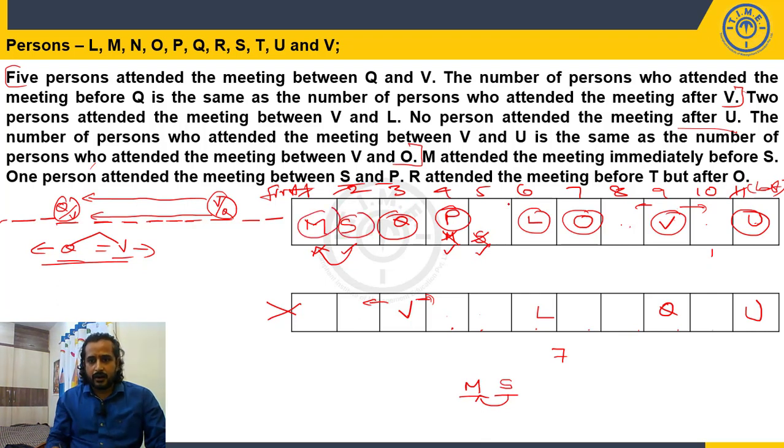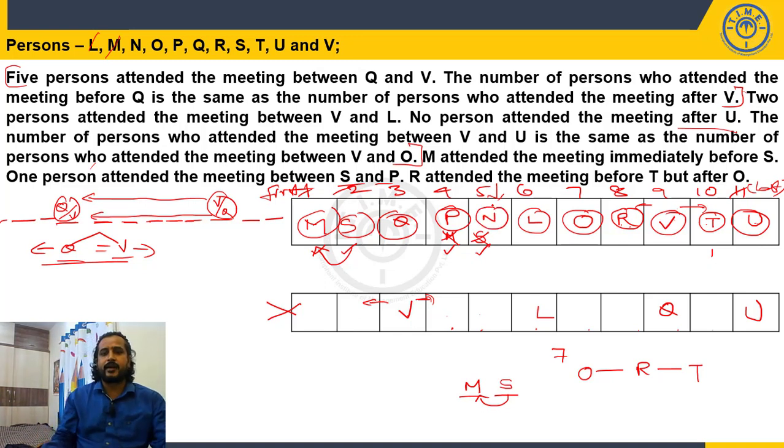Next, R attended the meeting before T. R attended before T and after O. See here where I can place. So O is already in the arrangement. So after O, R, after R, T. Okay. Now who is the only remaining person and the remaining position? The 5th person to attend the meeting is the remaining position. Who is the remaining person? L. Completed. M. Done. N. No. So N is the 5th person to attend the meeting. That's it. It is our final arrangement. Quite simple, right? In the mains, it is a very, very simple one. And you can answer 5 questions.